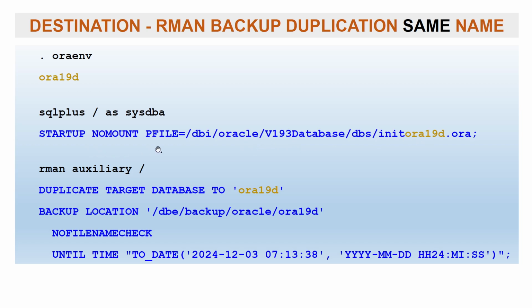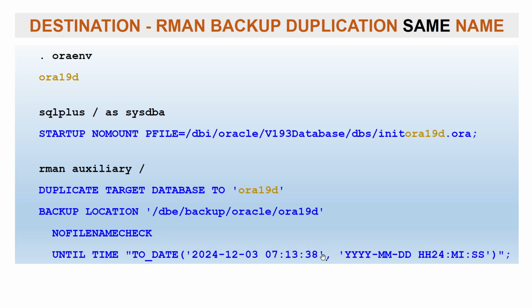Once our instance is started in nomount mode, you will connect to RMAN auxiliary /, then duplicate target database to the same name, backup location, the location where we transferred the backups, nofilenamecheck, until time. And where do we get this until time from? I will show you when we perform the lab. So this until time is pretty important.